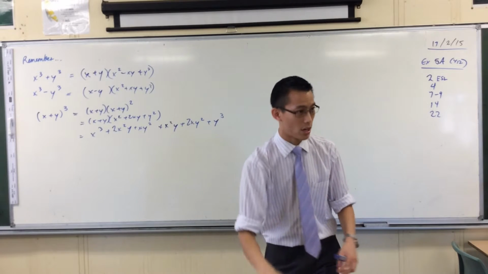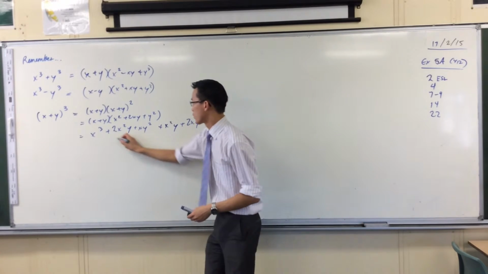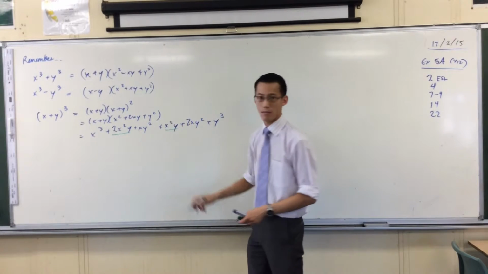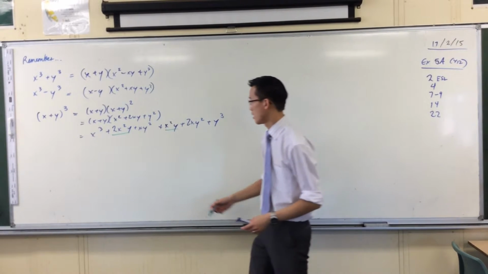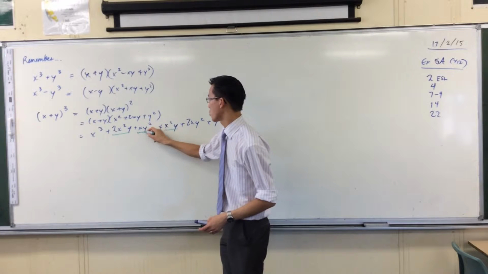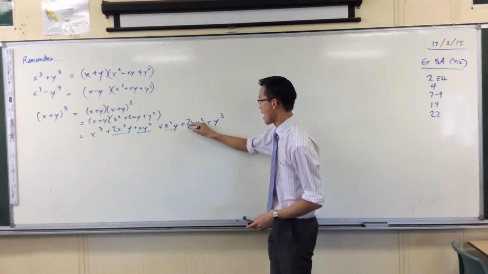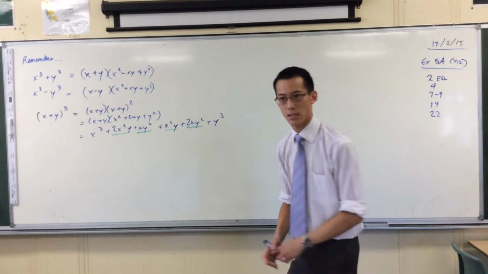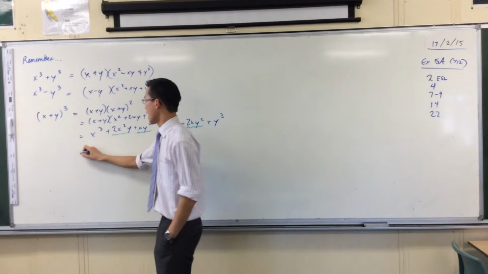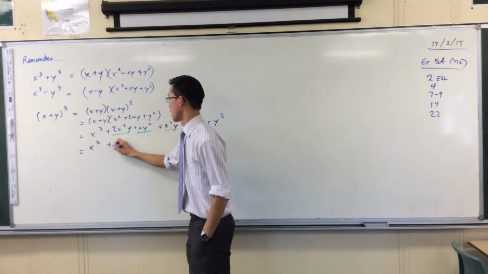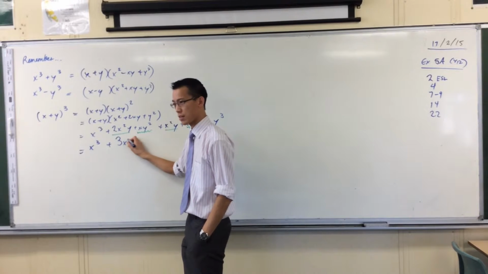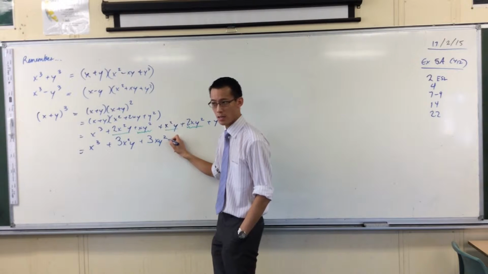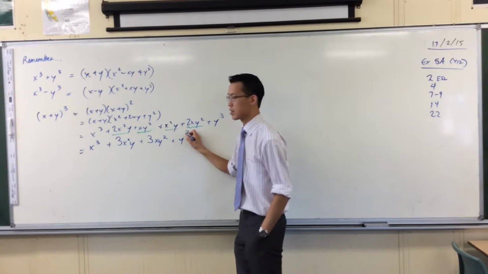I can see some like terms. Help me pick them out. I've got an x squared y. I've got two x squared y's there, and I've got one there. Yep, so I'm going to have 3. And in a similar way, I've got an xy squared there, and I have 2 xy squareds there. That's it. That's all the like terms there are. Okay. So what I have is x cubed plus 3x squared y plus 3xy squared plus y cubed.